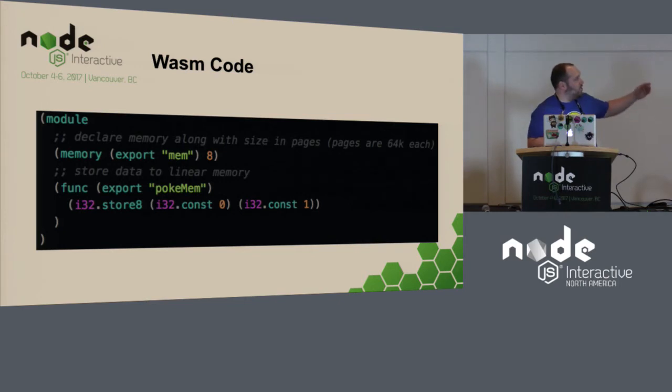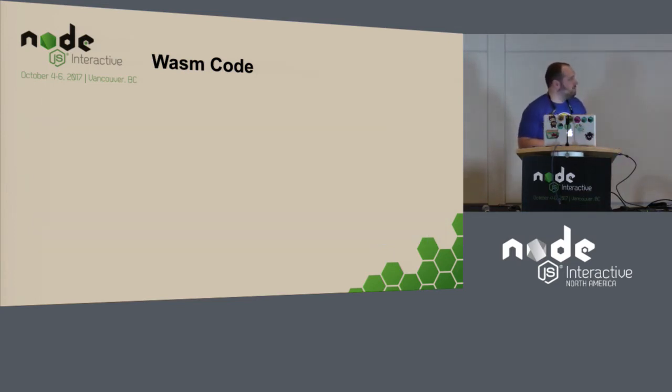Okay, and now I have a function at the bottom, and I just called it pokemem. I don't know, it seemed like a good function name, but all it does is store 1 byte. That's i32.store8, so we're storing 1 byte at the beginning of the array. That's our 0, and we're storing 1. That's all this function does. It's just going to store 1 in the first byte of our memory. So, yeah, seems like a good use of all that memory.